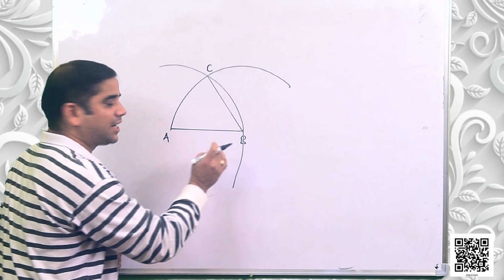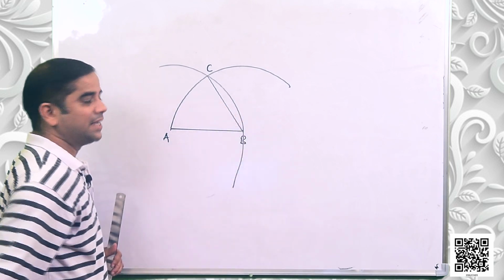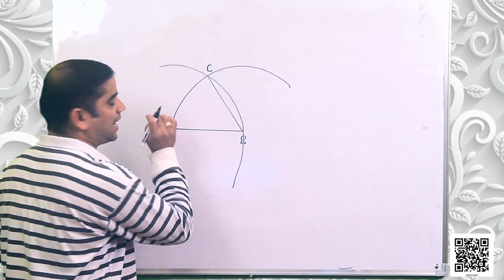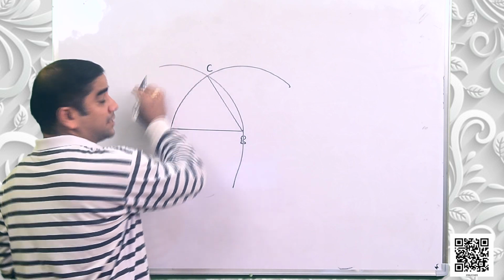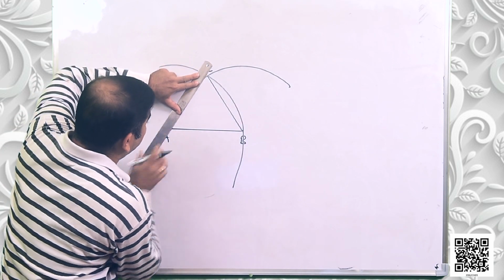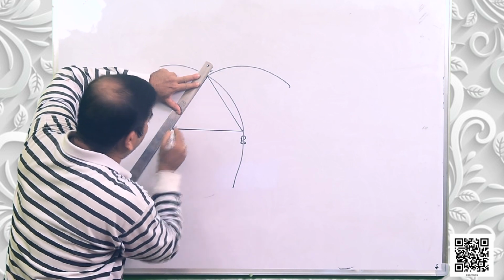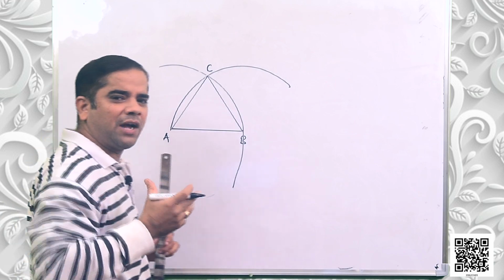BC is another radius of the circle having center B. Same way, if I take A as the center and this is the circle we construct, then I can say that AC is radius of that circle. So AC is radius. Now what we have found?